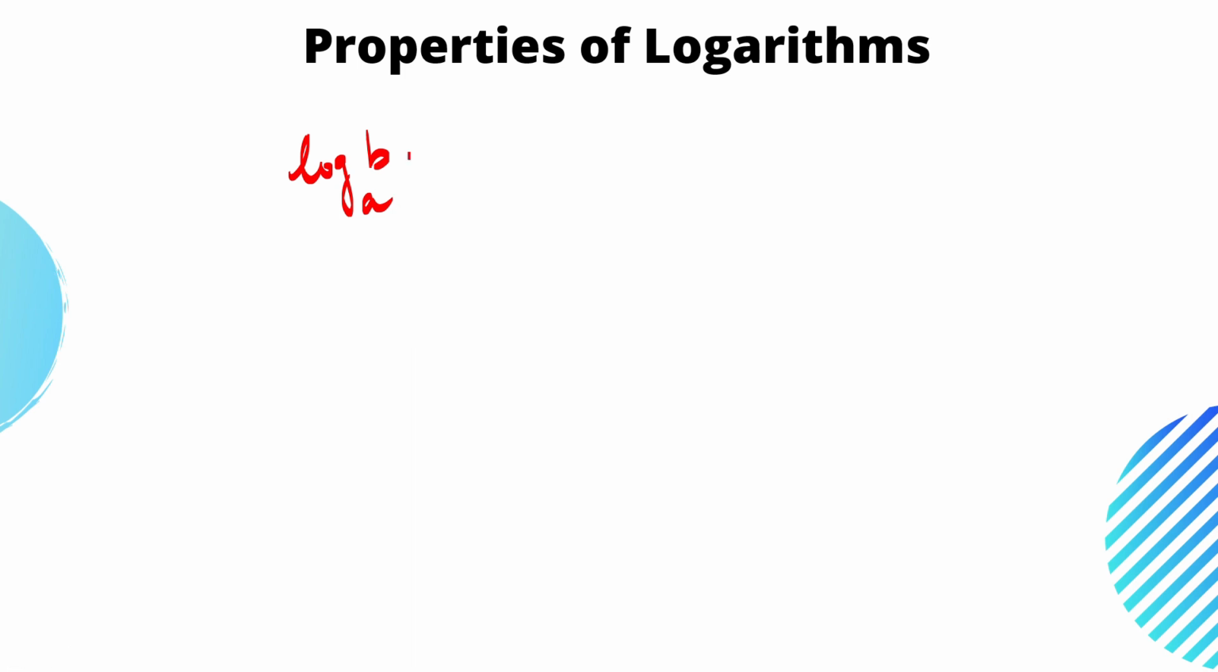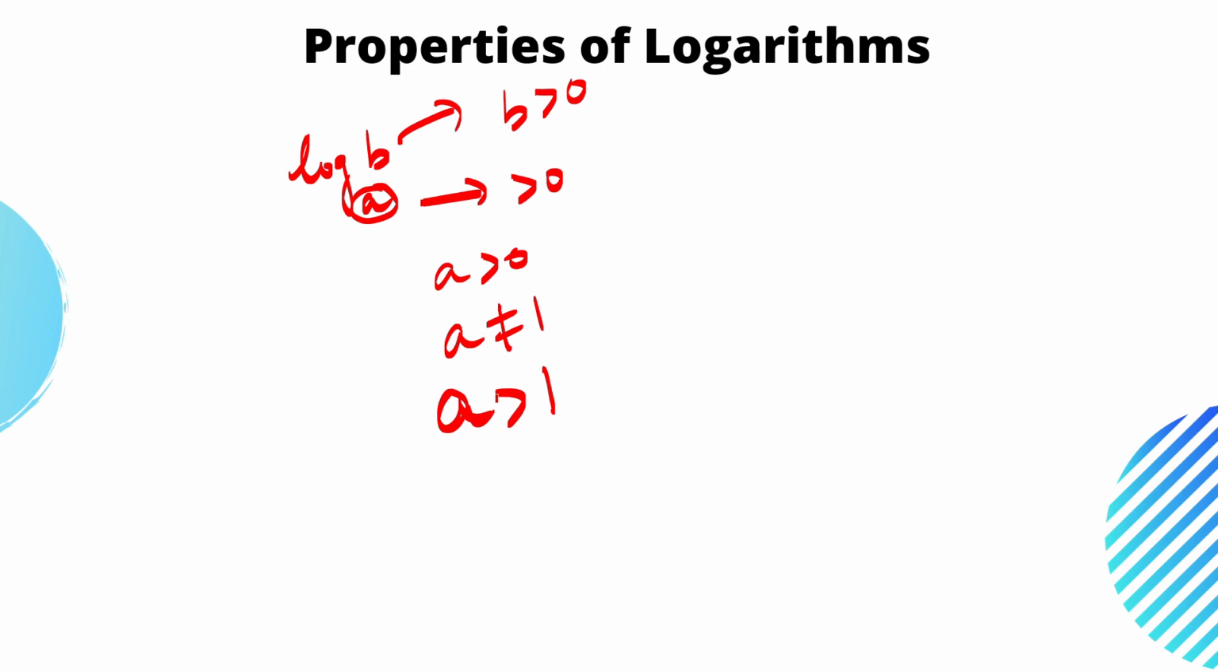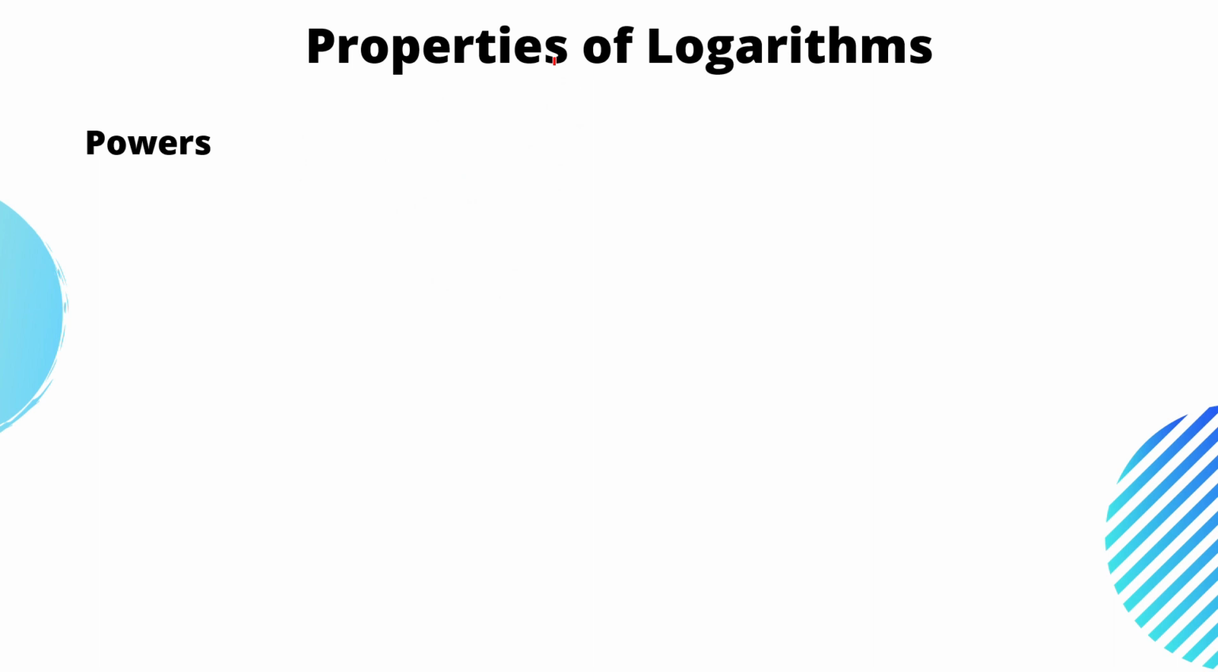What does this mean? If we take log b to the base a, this base, which is a, must be greater than 0. And a shouldn't be equal to 1. And when it comes to b, b must be greater than 0. So these are the rules that you must remember as far as logarithms are concerned, and we shall look into the properties of logarithms when powers are given.